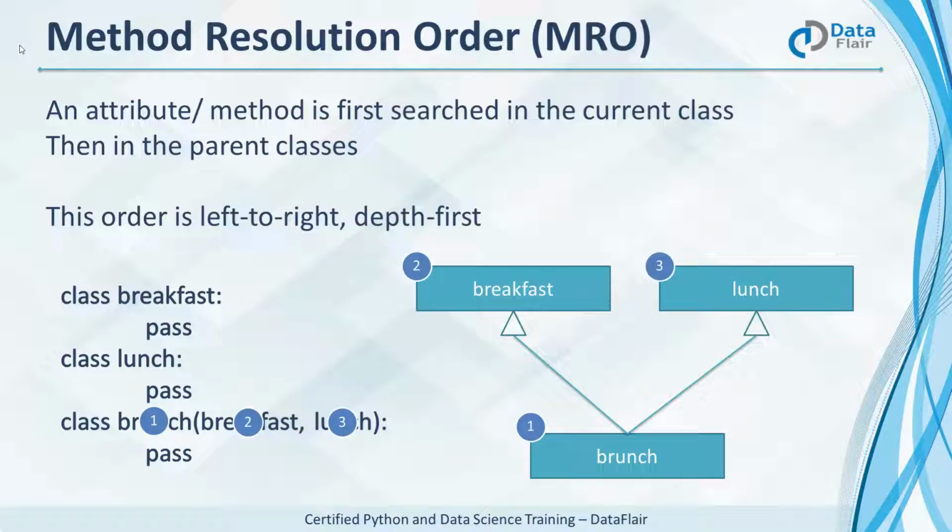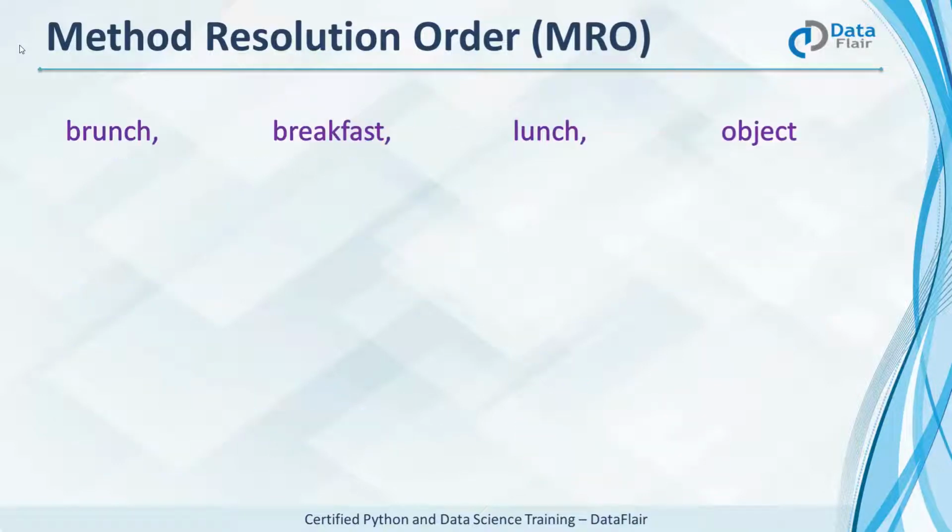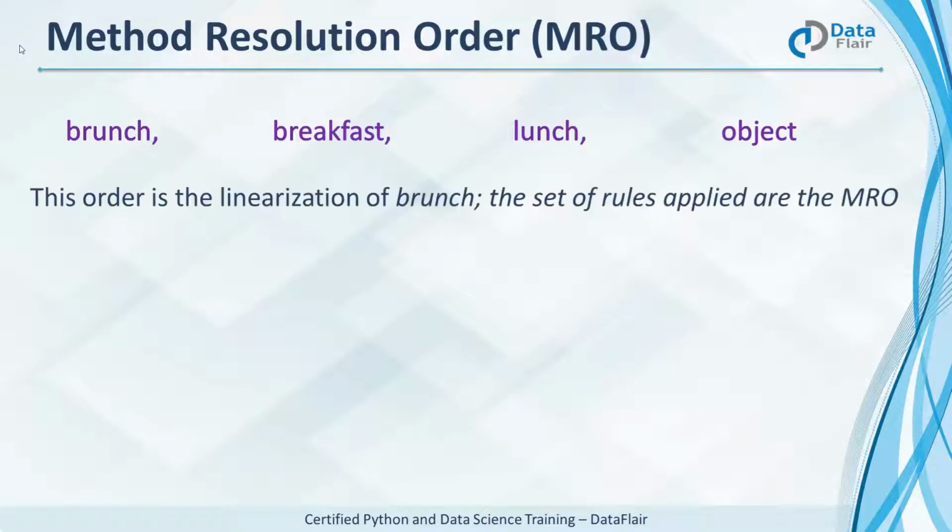And if still not found, it looks for it in the object class. In Python, every class is a subclass of the object class. So here, it searches in Brunch, then in Breakfast, then in Lunch, and then in object. We call it the order of linearization of the Brunch class, and the set of rules that are applied are termed the method resolution order, or the MRO.